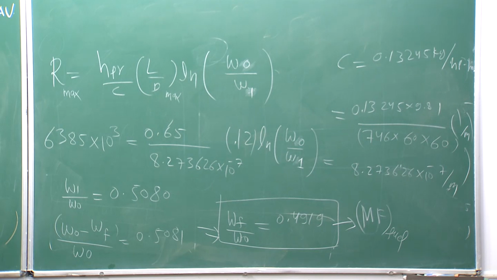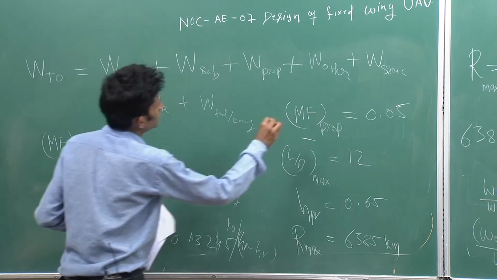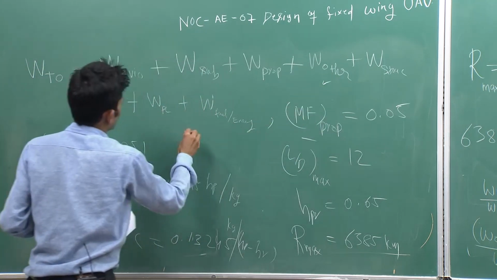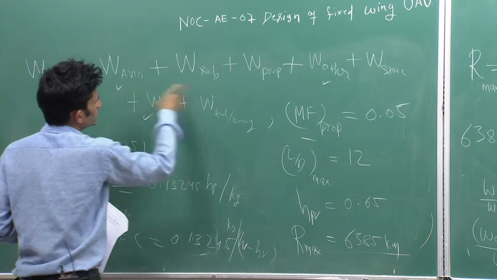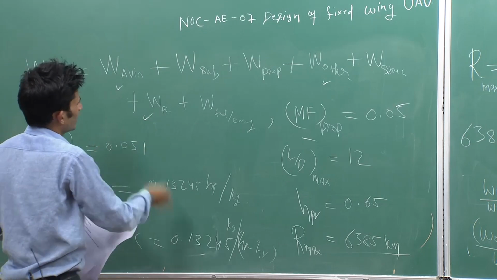So, you can use this formula in order to get the mass fraction. In the first question it is asked to find the value of fuel mass fraction, which is coming 0.4919. In the second question you have to find the total takeoff weight. So, see this: W avionics, W others plus W payload, if you combine these, it is given as 50 kg.